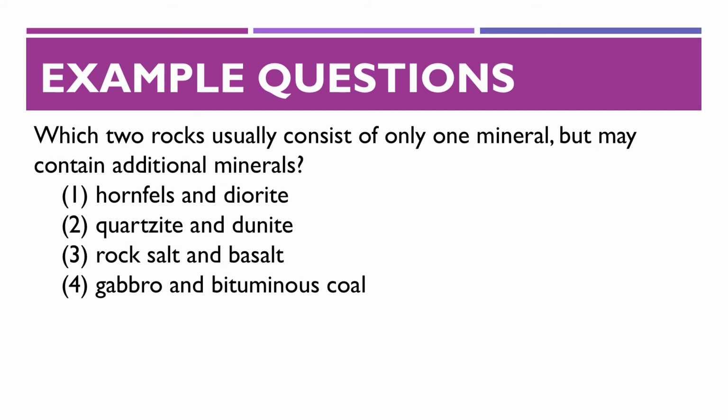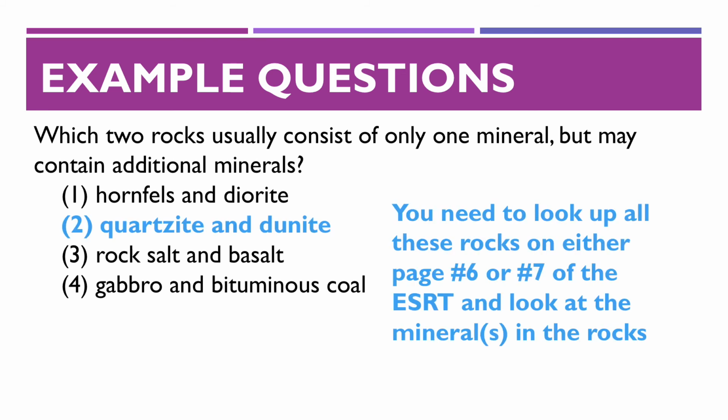So one example here is, which two rocks usually consist of only one mineral, but may contain additional minerals? So in your answer choices, you have all different kinds of rocks that range from sedimentary, igneous to metamorphic, and you need to go through each of the diagrams in the reference table to see what minerals make up each of these rocks. Your goal is to find the rocks that only have one mineral. So the answer to this ultimately is quartzite and dunite.